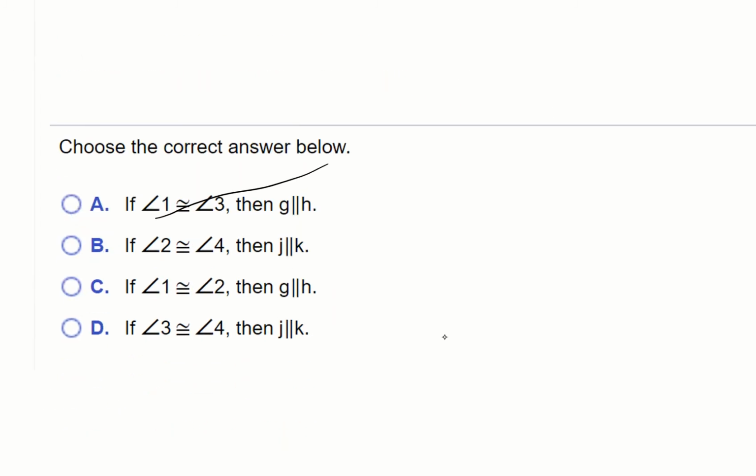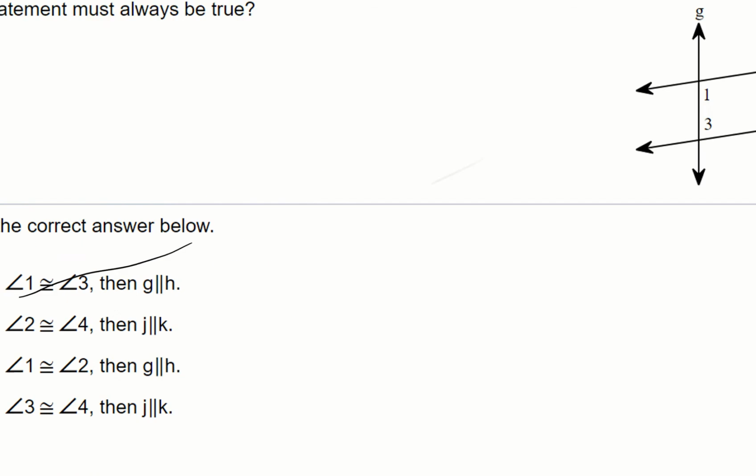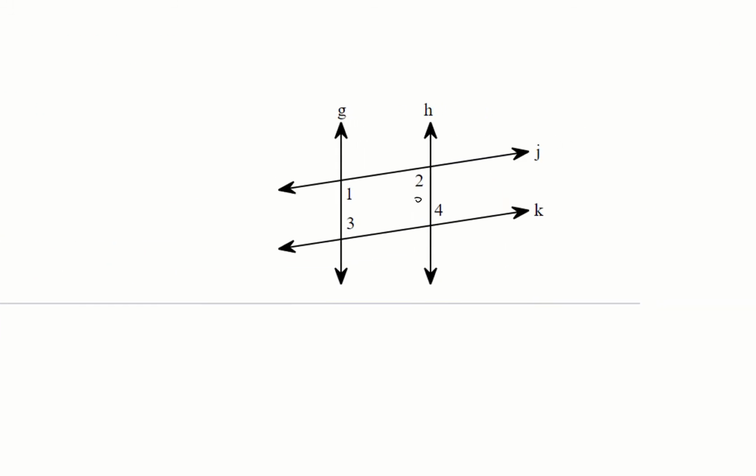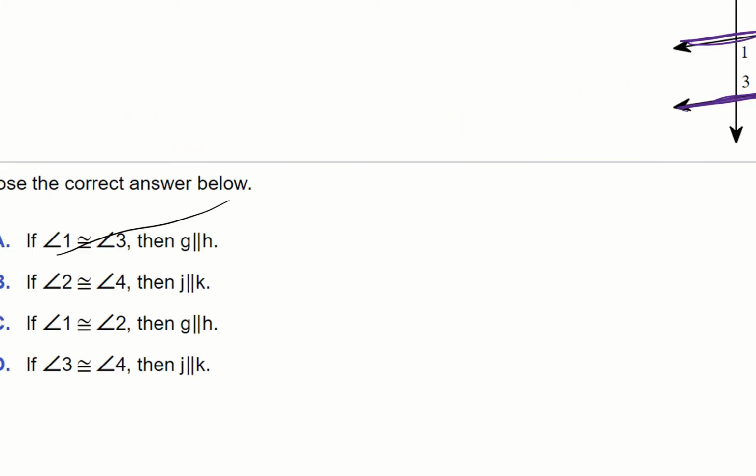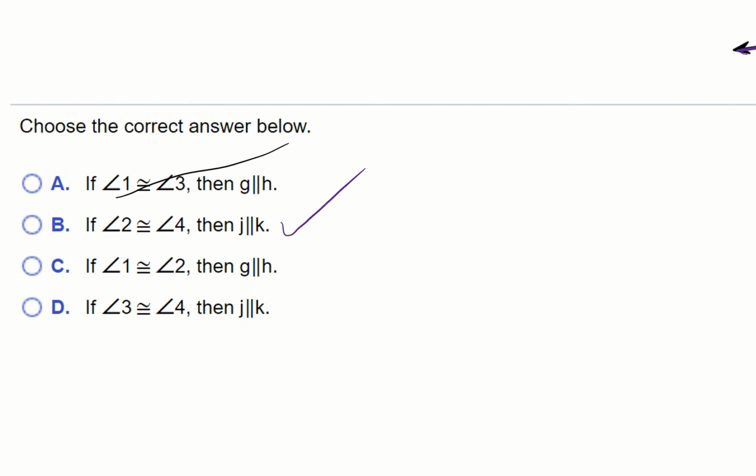If angle 2 is congruent to angle 4, then J is parallel to K. Angle 2 is congruent to angle 4, right here. Well, those are alternate interior angles, and alternate interior angles are congruent. And so basically that means that the lines that are parallel are J and K. Those are the lines that indicate that that's parallel. So yes, that is true. J is parallel to K. So we will check that. That is correct.